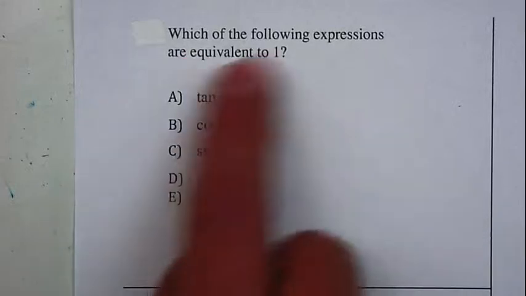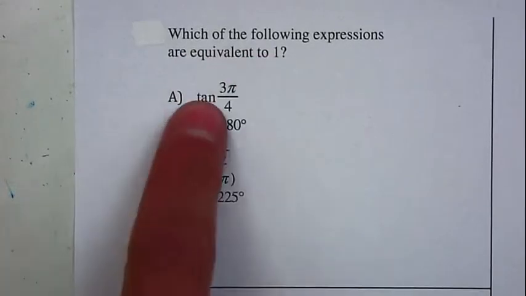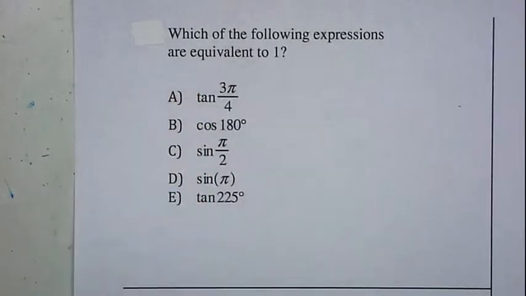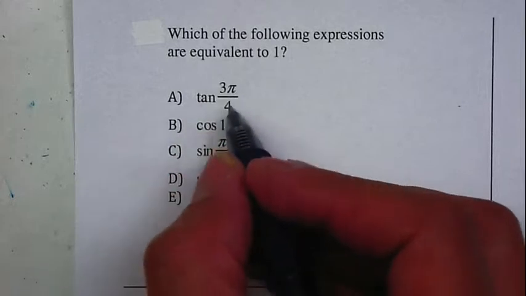Which of the following expressions are equivalent to 1? So we need to be able to evaluate each of them. Remember, you're not able to use a calculator, so you're going to have to do it manually. First, let's start with tangent of 3 pi over 4.